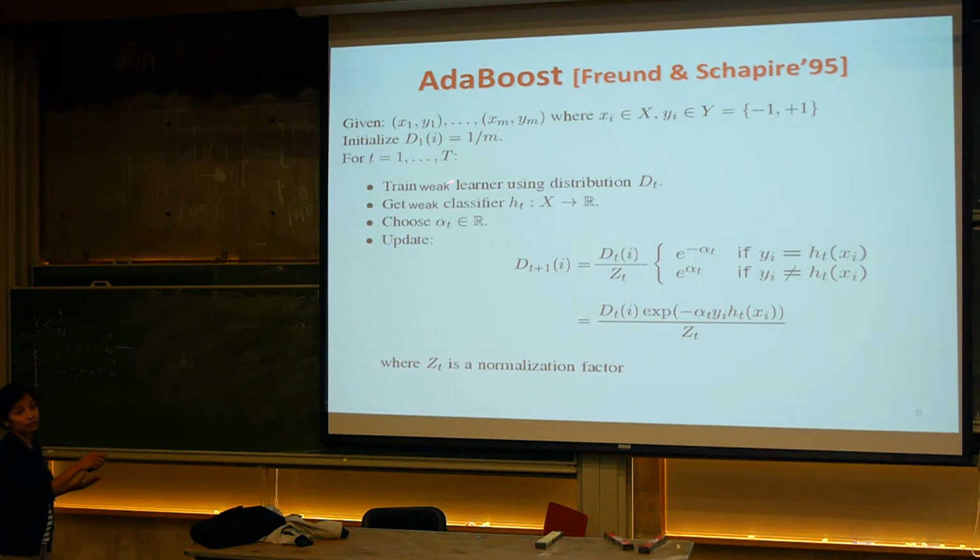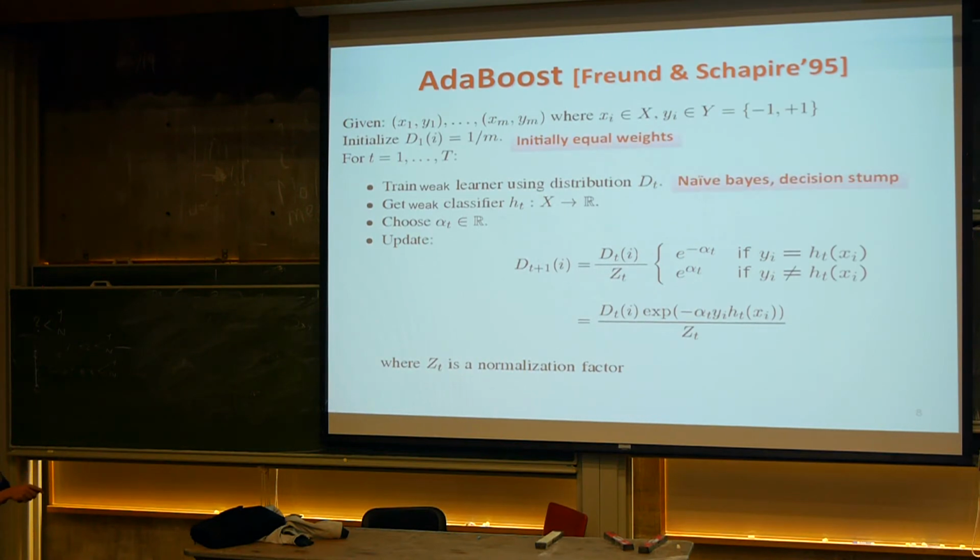Then we iterate over many iterations, and we train a weak learner using the current distribution, which is Dt. We just talked about how to do that, with initially equal weights. This could be something like naive Bayes or decision stumps. We get a weak classifier ht, and then we choose a weight alpha t for that classifier based on how well it's doing. I'll get to the choice of the weights in a minute. For now, think of it as a magic positive number which tells you how good ht is on the current weighted training data.